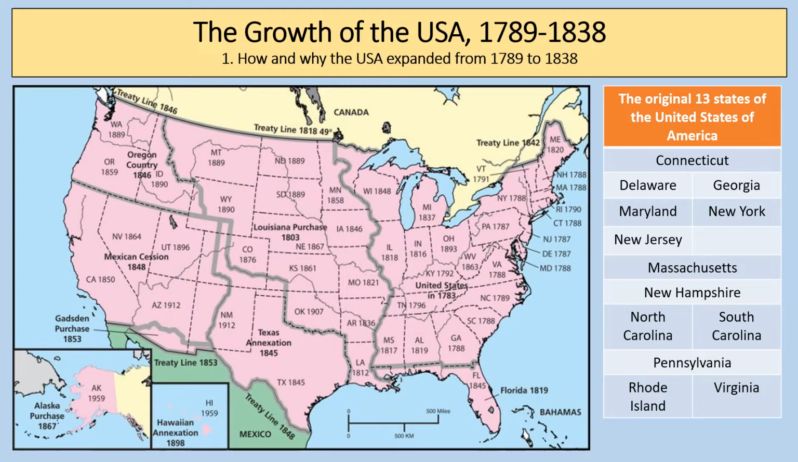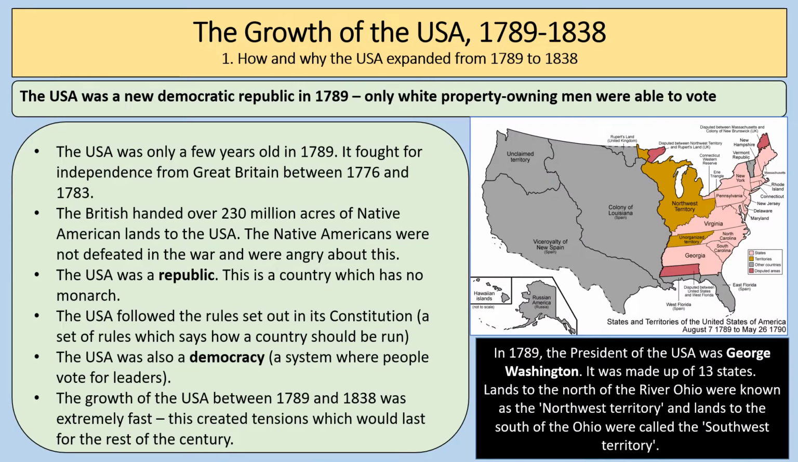And you can see from the map there and all the different American states how America gradually expanded westwards throughout the 19th century. So in terms of the growth of the USA, the USA was a new democratic republic in 1789, but not democratic in a way that we would perhaps think of a democracy. So only white property owning men were able to vote during this time.